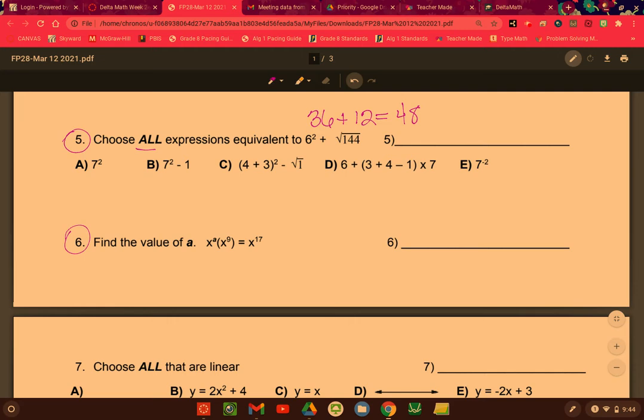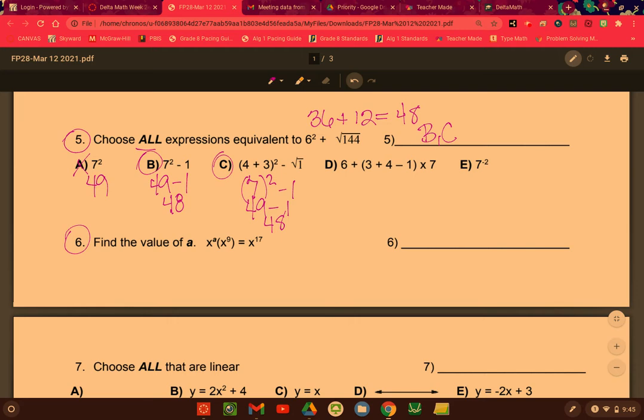So 7 squared, 7 times 7 is 49. So it's not going to be that one. But 49 minus 1 does equal 48. So it's going to be B. Then 4 plus 3 squared. So that's 7 squared minus the square root of 1. Well, 1 times 1 is 1. So this is 49 minus 1, which is again 48.